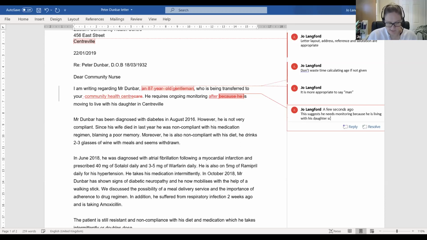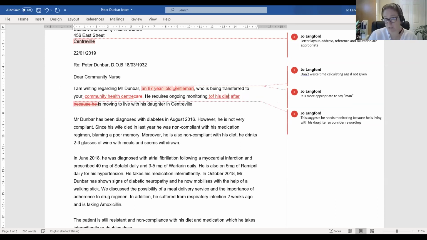So consider rewording. Yeah, so he's moving because he needs monitoring of his non-compliance to his diet and medication. So you might also want to be a bit more specific here about his diet and medication, for example. But I think ongoing monitoring is the general purpose. As long as you explain the specifics later, I think that's fine.